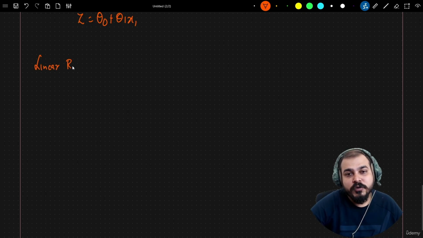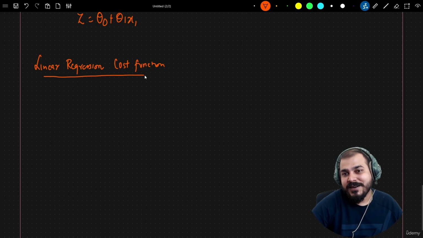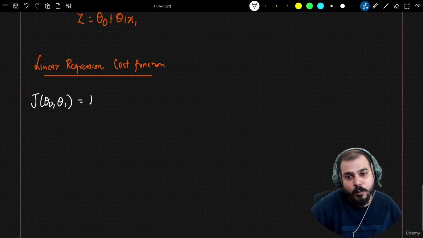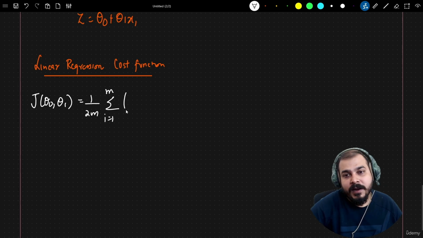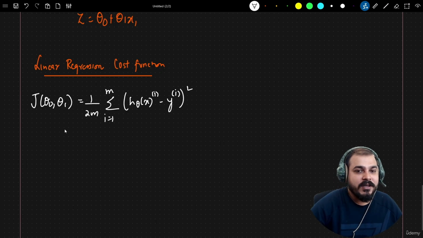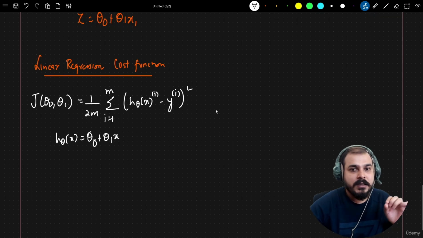So I'm just going to write over here linear regression cost function. I hope everybody remembers what it is, because we have spent a lot of time understanding the theory of that. So this is basically J of theta 0, theta 1, which is 1 by 2m summation of i equal to 1 to m of h theta of x(i) minus y(i), whole square. You know what h theta of x is in linear regression: theta 0 plus theta 1 into x, if you have one single independent feature.